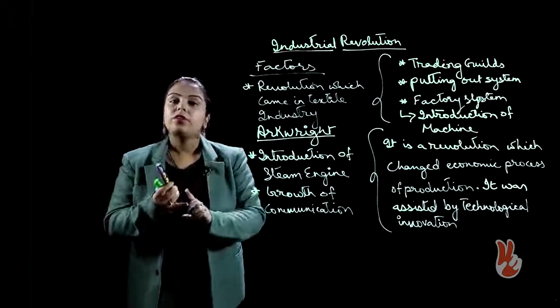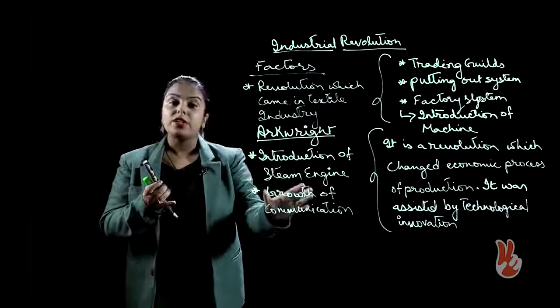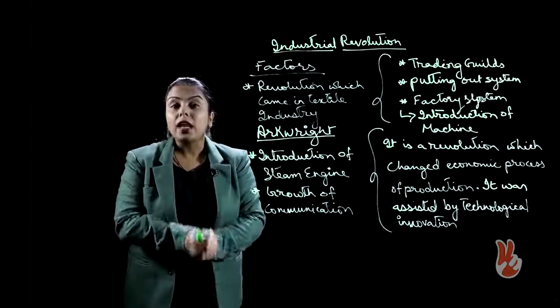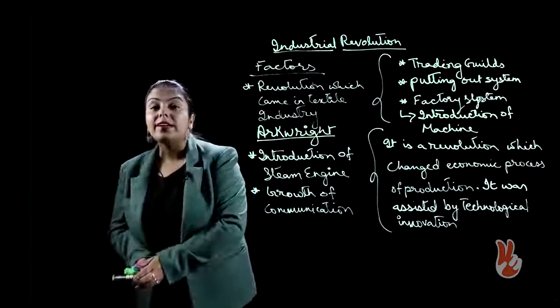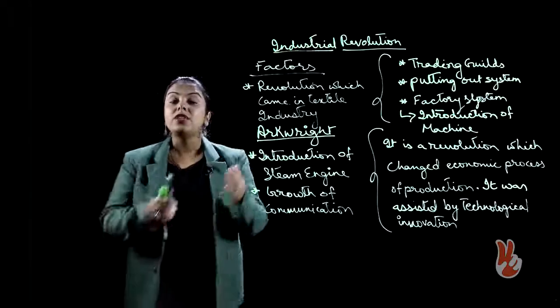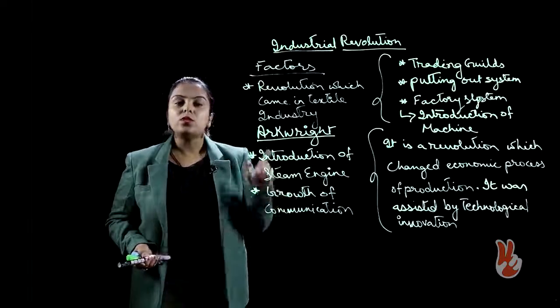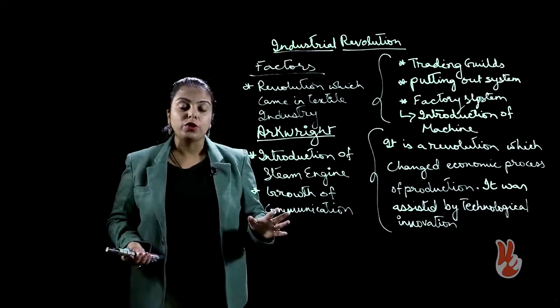Now, another important factor why communication resulted in Industrial Revolution was that communication allowed people to travel from rural areas to urban areas and easily reach the factory hubs and work there. So, this was one of the reasons why Industrial Revolution happened.